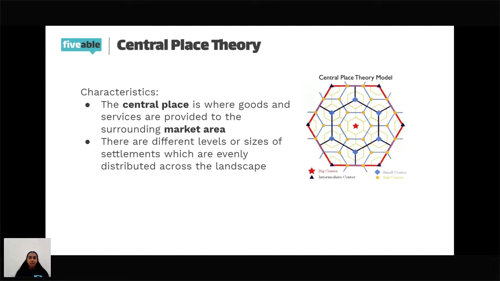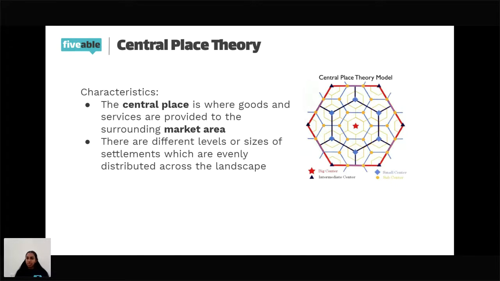So even if I lived at one of these black triangles at the edge of the hexagon, I would be willing to travel all the way to the red star. If I just wanted a loaf of bread or something, I wouldn't travel that distance. But if I wanted an Apple Watch or a TV or a diamond ring, I would go that distance because it's a nice good and you want to travel the distance to get somewhere.